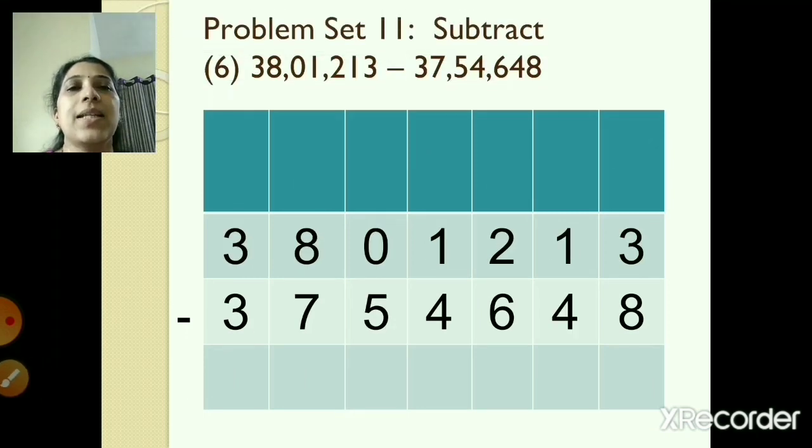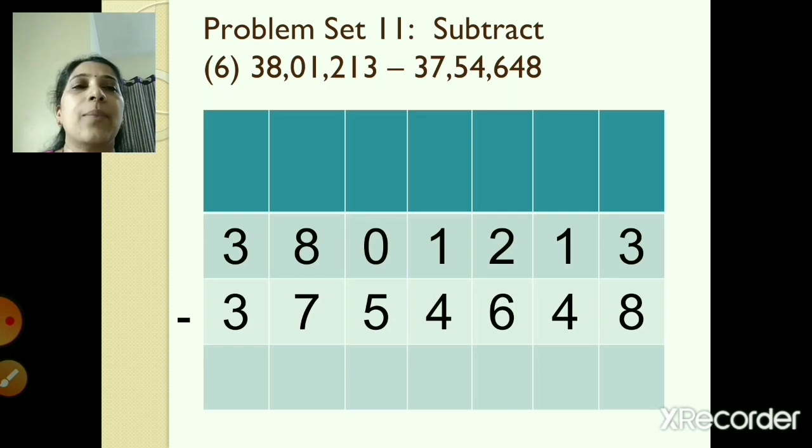Sixth one, that is 38 lakh 1,213 minus 37 lakh 54,648. So let's arrange them. 38 lakh 1,213. So 3 in the units place, 1 in the tens place, 2 in the hundreds place, 1 in the thousands place, 0 in the 10,000s place, 8 in the lakhs place, and 3 in the 10 lakhs place.